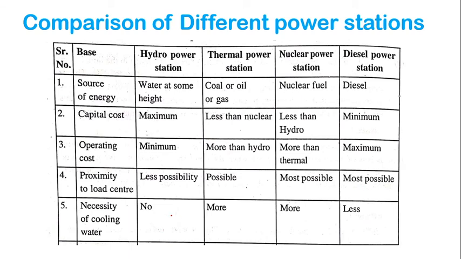Next one is the necessity of cooling water. So there is no requirement of cooling water in hydropower station. Then after, in thermal power station the cooling water required is more, and in nuclear also the cooling water required is more, and for the diesel power station the requirement is very much less.